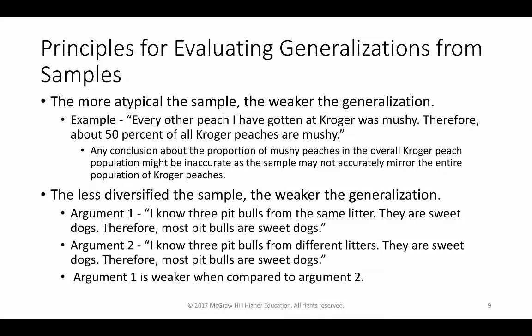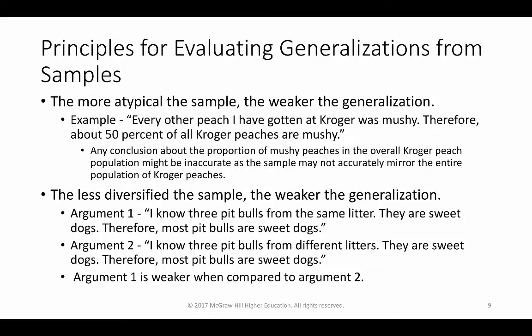When you're evaluating arguments that use generalizations from samples, you need to look closely at what population they're talking about and what samples they're using. If there's a question about whether the sample they're using is typical or atypical of the entire population, then you have grounds to doubt the conclusion.